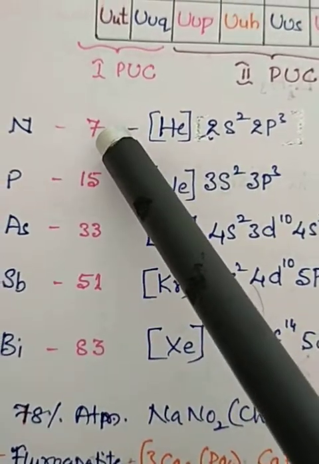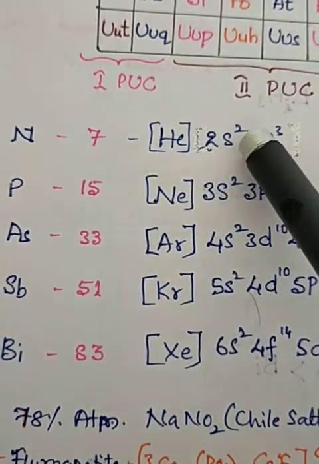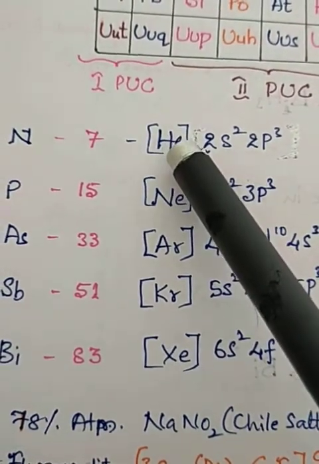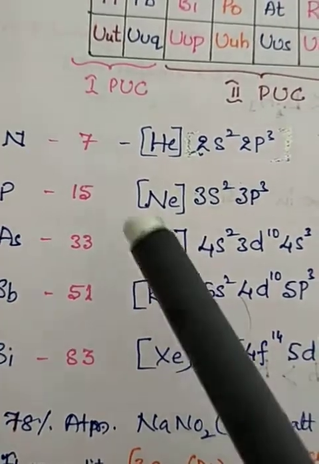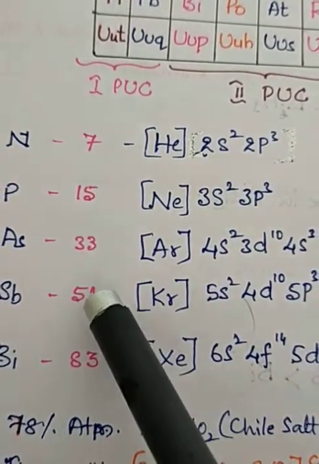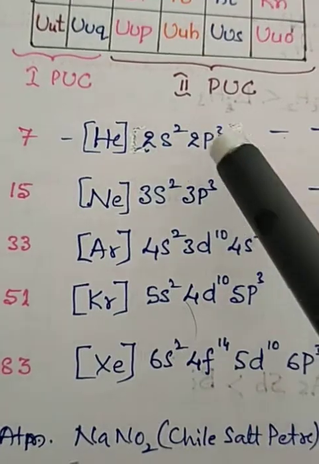Nitrogen's atomic number is 7. Then the electronic configuration you know. Then we have taken the noble gases: helium, neon, argon, krypton, xenon. The atomic numbers are 7, 15, 33, 51, and observe this here.